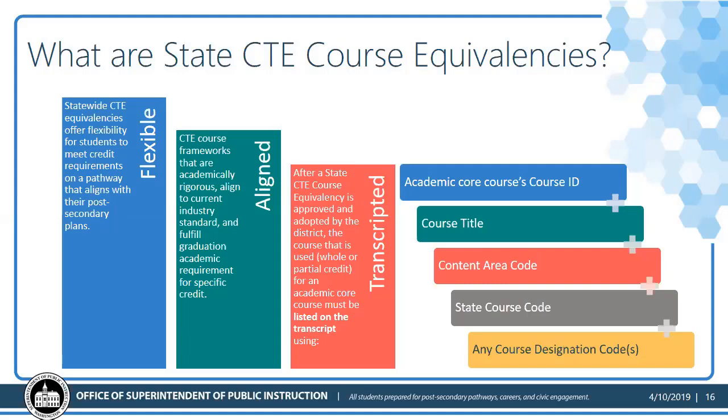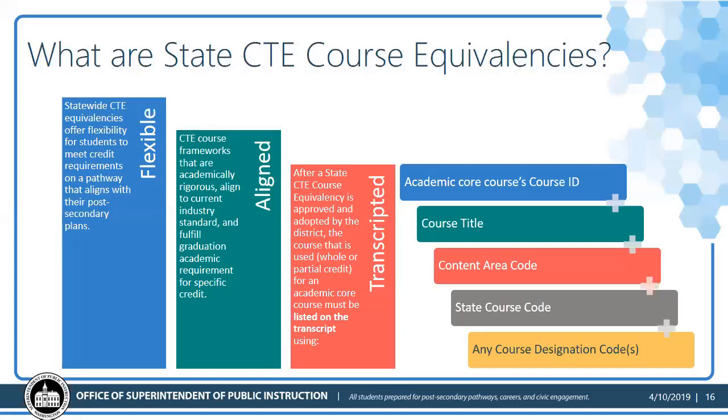And then our state equivalencies are all high school level, and they have been aligned to be academically rigorous. They also meet industry standard, which is a crucial part of career and technical education. So we have the academic rigor, and then we've ensured that those courses meet industry standards. The great thing about state CTE course equivalencies is they've been through an entire process to get there, and I'll talk a little bit more about that today.